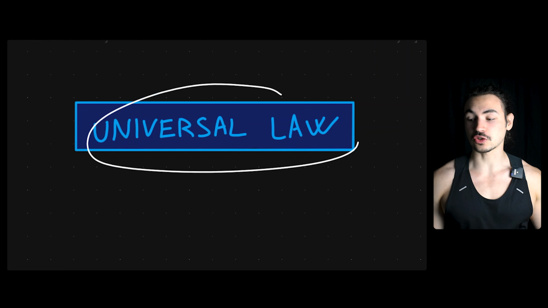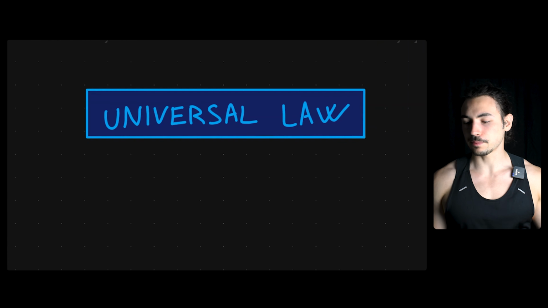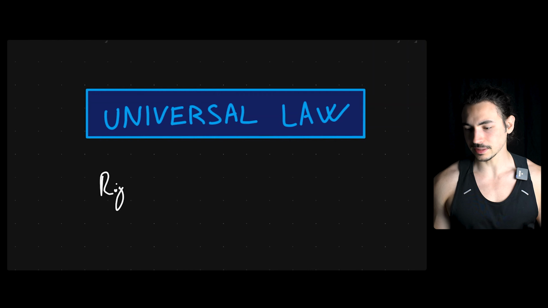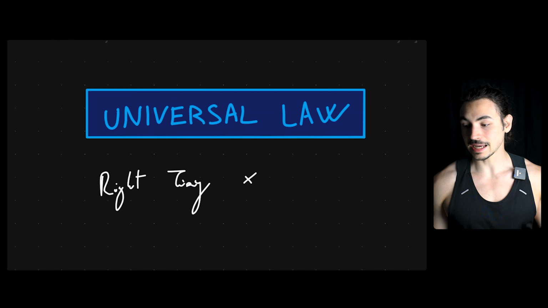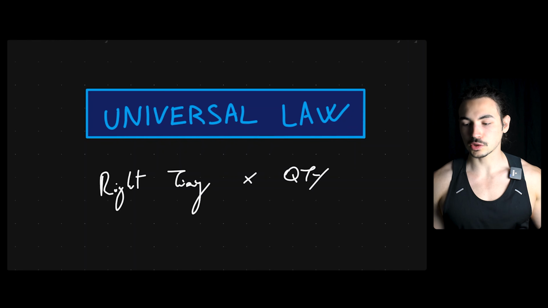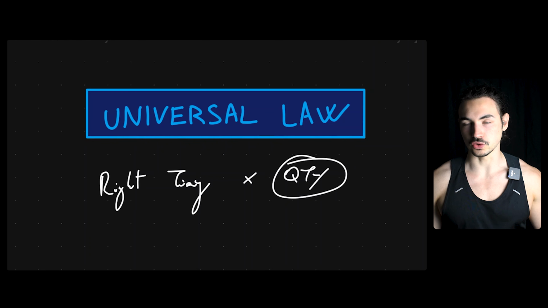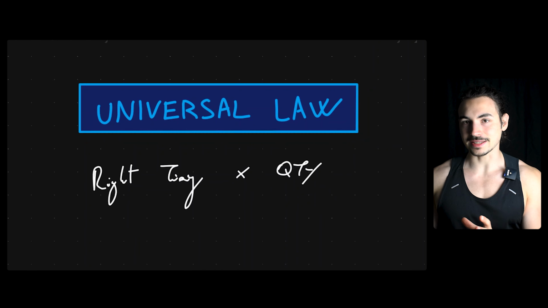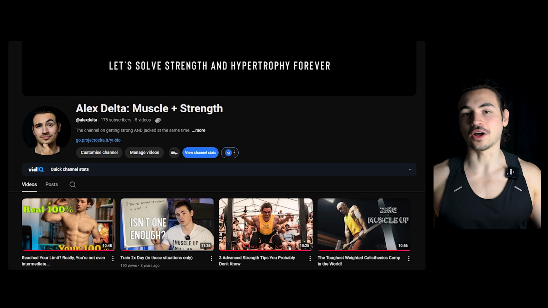So let's talk about the model that underlies all of strength and hypertrophy. I call this the universal law because it really is universal. All of strength and hypertrophy can be viewed as the right training times quantity. Really, the strategy is just understanding what the right training is, and then it's just about how much of it you do. So we're going to understand this for both hypertrophy and for strength, because this is the channel on building strength and muscle at the same time.